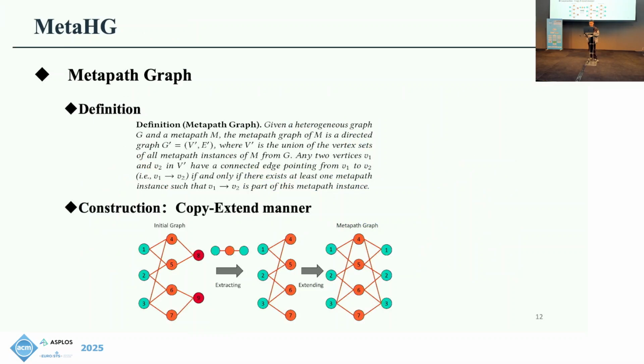We give the definition of metapath graph. It is a compressed format of the metapath instances. And we construct the metapath graph from the initial graph in a copy-extend manner. We first extract the unique part of the metapath in the initial graph and copy the repeated part to form the final metapath graph. Such a method doesn't need to traverse the initial graph, and it is much more efficient.